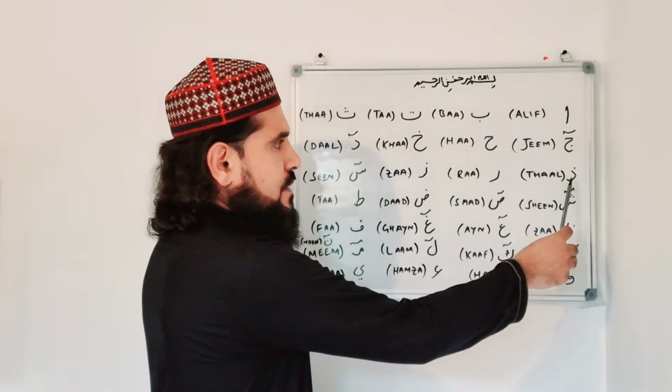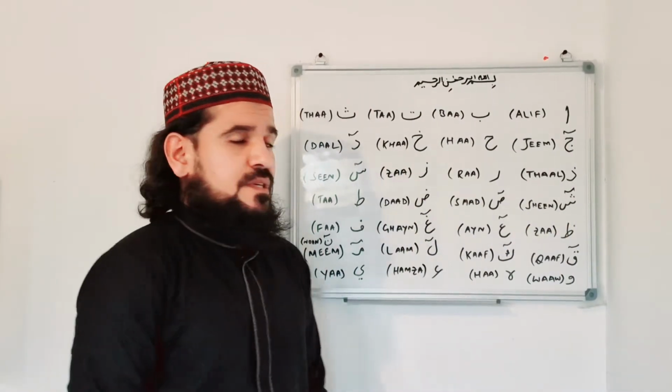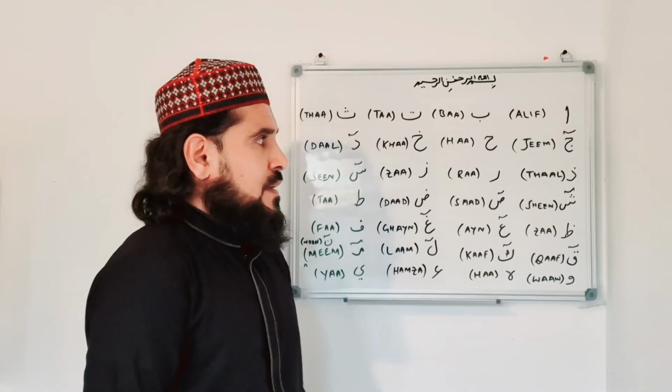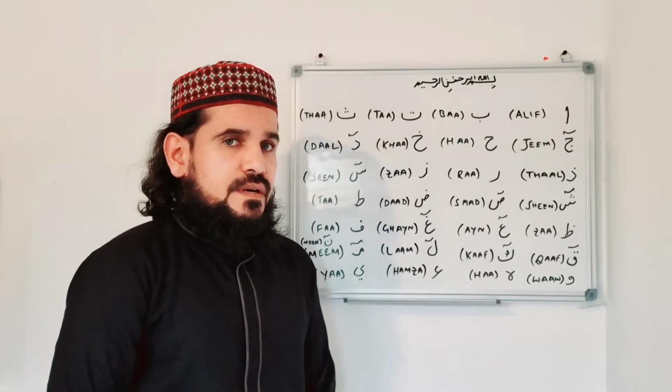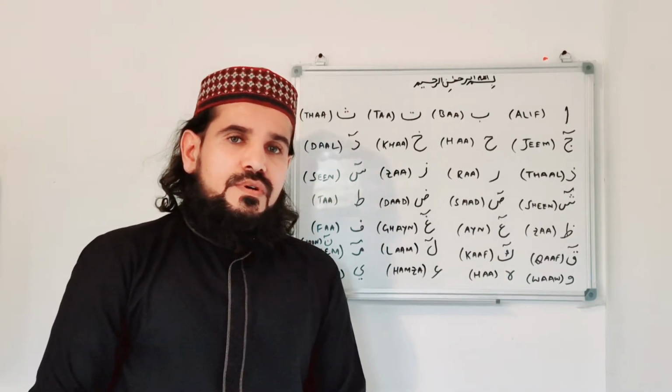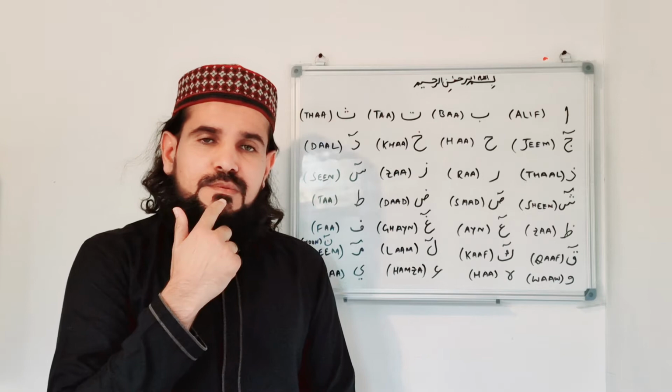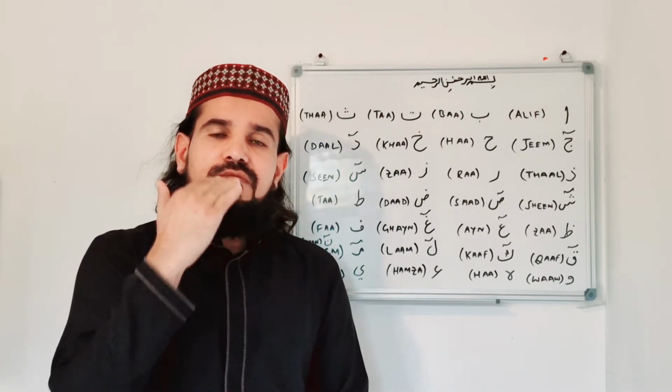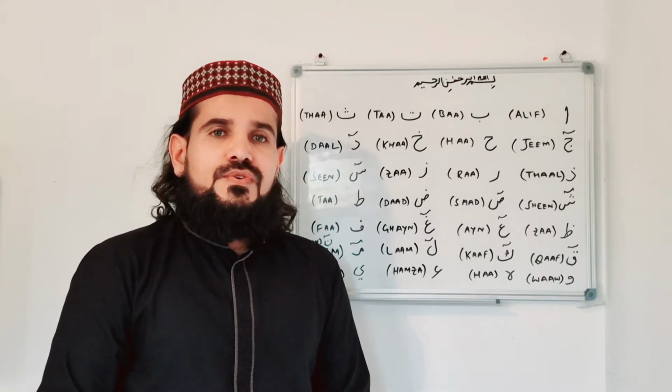So dal, as with tha, will have the same origin. It will be dal. Next is ra. Ra again comes from the tip of the tongue when it touches the start of the palate, where your palate starts. So it will be ra.